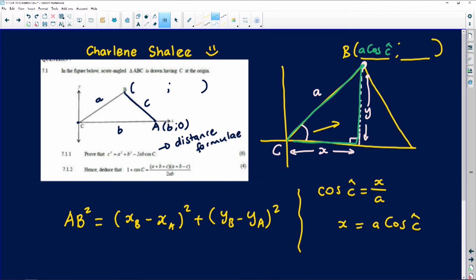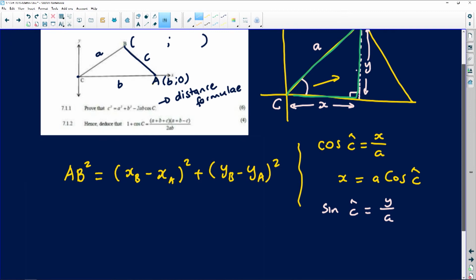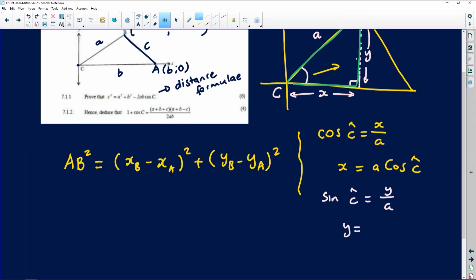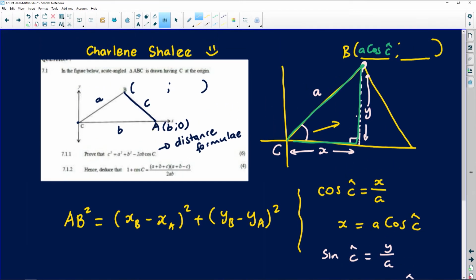If I want to find the y coordinate, I'm now going to need to use sine, because that's opposite over hypotenuse. So I'm going to say sine of angle C is the opposite side, which is y, divided by the hypotenuse, which is small a. Okay? And then if you simplify that, your y comes out as a sine of angle C, which gives us the y coordinate of point B. So let's put that. It's going to be a sine of angle C. So those are the coordinates of B.